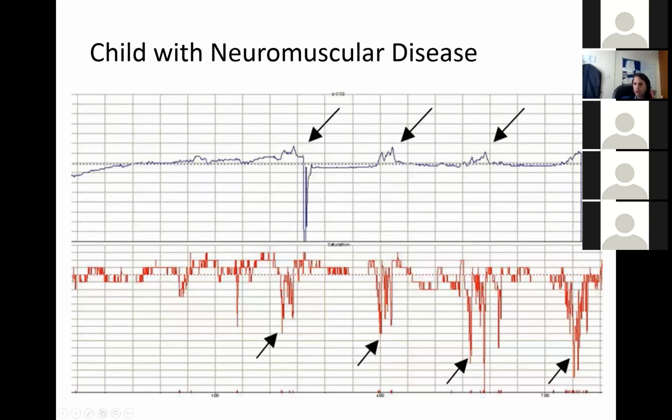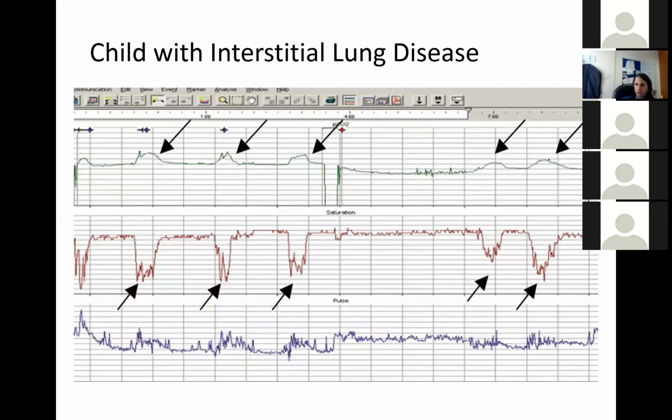Again, in a child with neuromuscular disease, typically issues in the early course of the illness will happen during REM, and the same with interstitial lung disease. You tend to see the worst problems during REM sleep. We can't say that it's definitely REM for sure because there's no EEG, but from the cycling of it and the heart rate variation, we are very confident that these are REM-related issues.